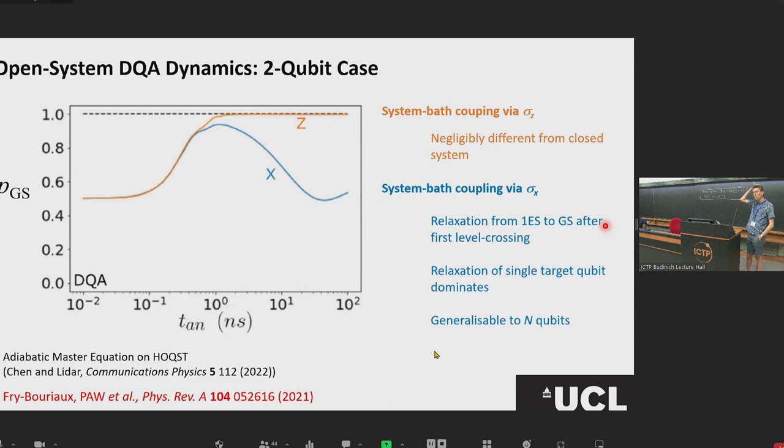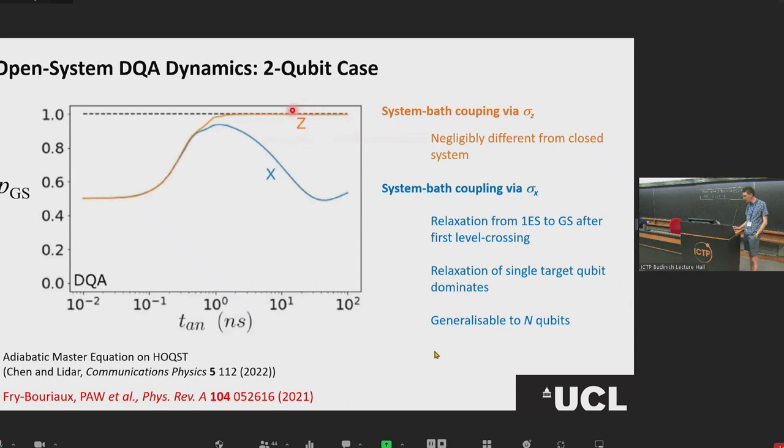So all what I've said so far is in the closed system case for this DQA method. We had a brief look at open system dynamics as well. So here we restrict ourselves to the 2-qubit case. And we're using this adiabatic master equation technique using this nice hoaxed tool, which is available online, I believe. Here's the probability of the ground state, again just in a 2-qubit case, where we suppress the transverse field on one of the qubits. We're plotting that as a function of the anneal time in nanoseconds. And we have two different types of system bath coupling independently on the 2 qubits, one via sigma z and one via sigma x, in orange and blue, respectively.